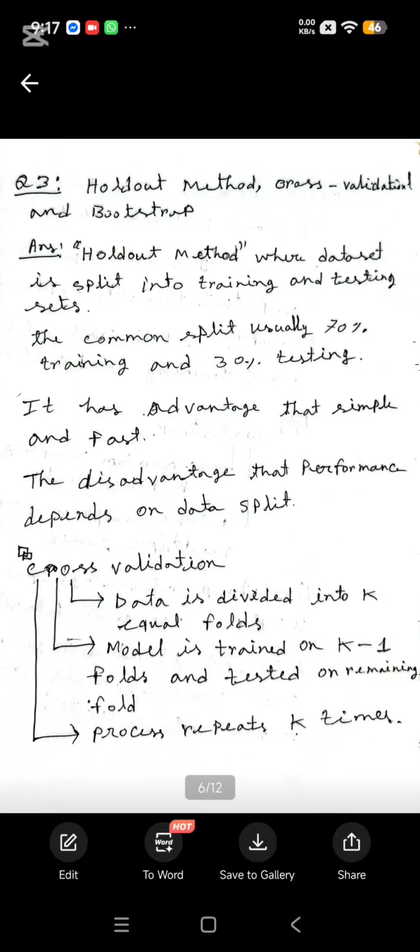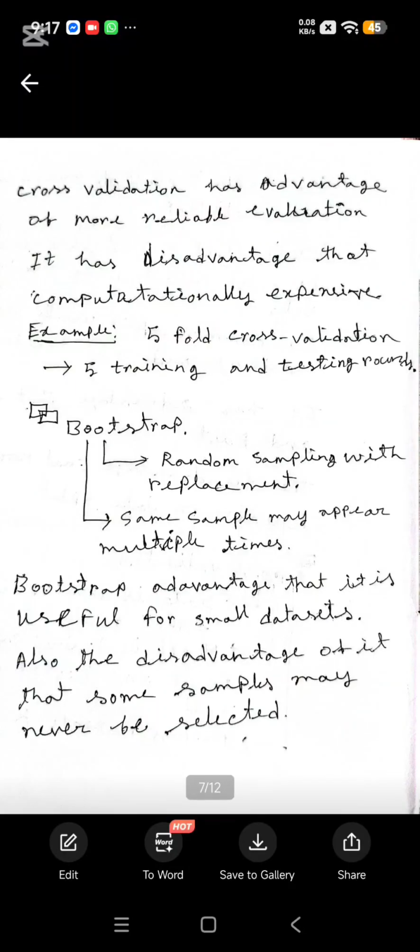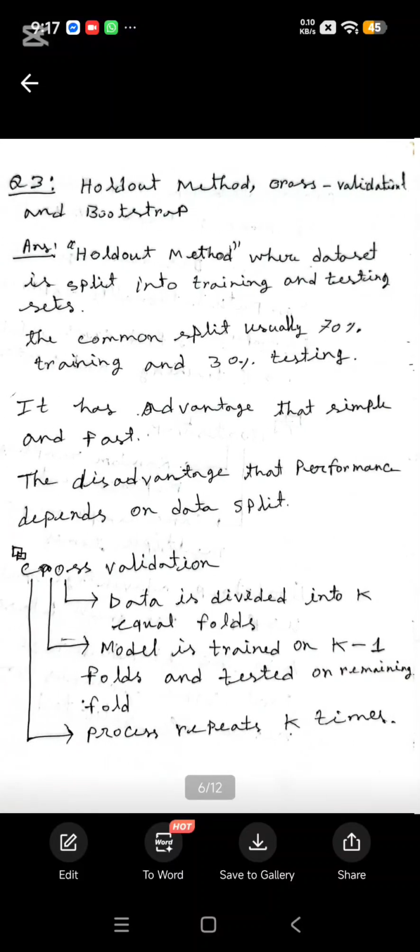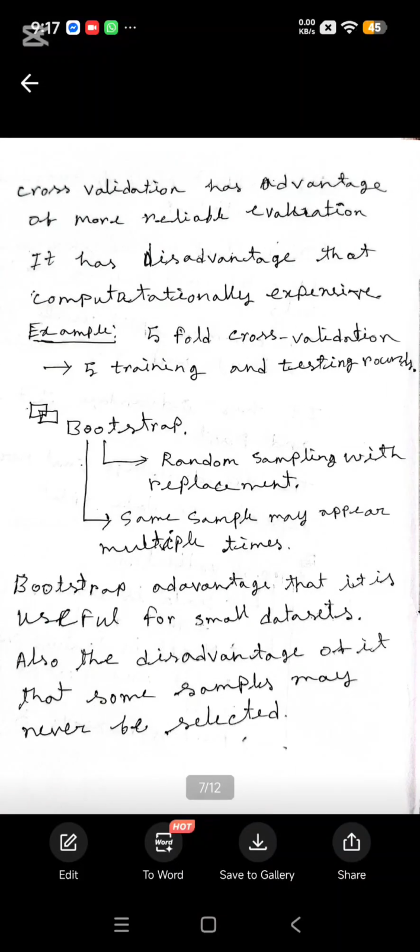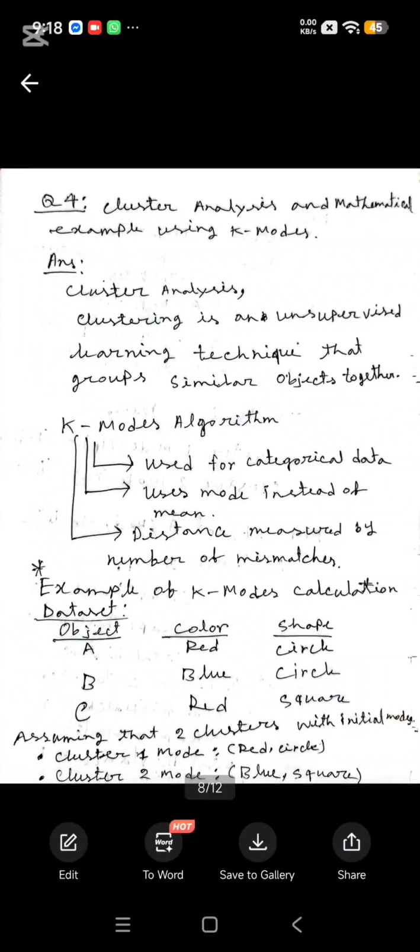In cross-validation, the data is divided into multiple parts and the model is trained and tested multiple times. This gives a more stable estimate of performance. And another powerful technique is the bootstrap method, which creates multiple training datasets by sampling with replacement. Those are all the model evaluation techniques. Here is more about the bootstrap method, which can create multiple training datasets by sampling with replacement. This method is especially useful when we want to measure model variability.